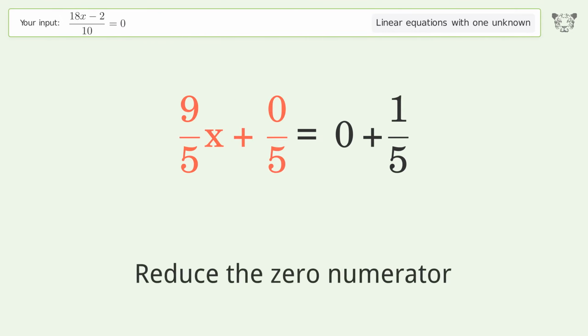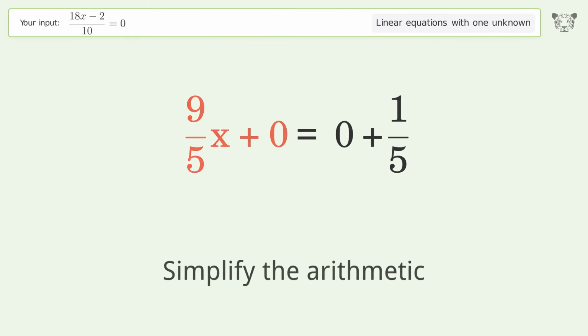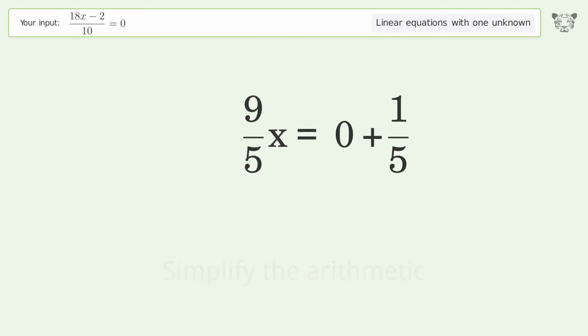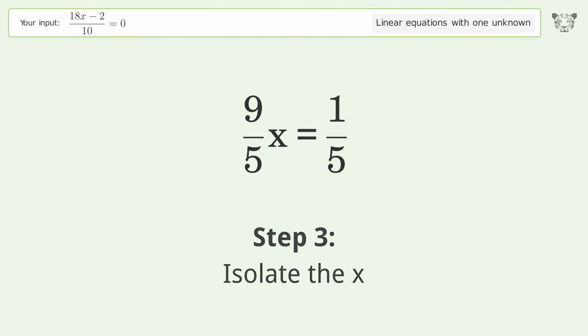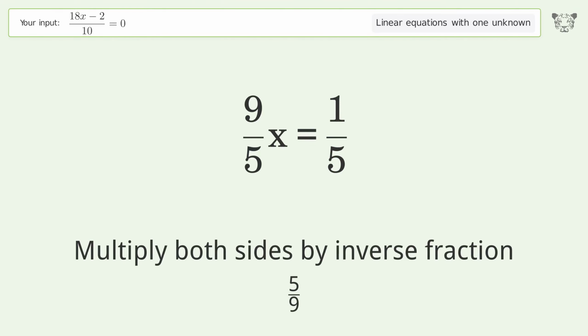Reduce the zero numerator. Simplify the arithmetic. Isolate the x. Multiply both sides by inverse fraction 5/9.